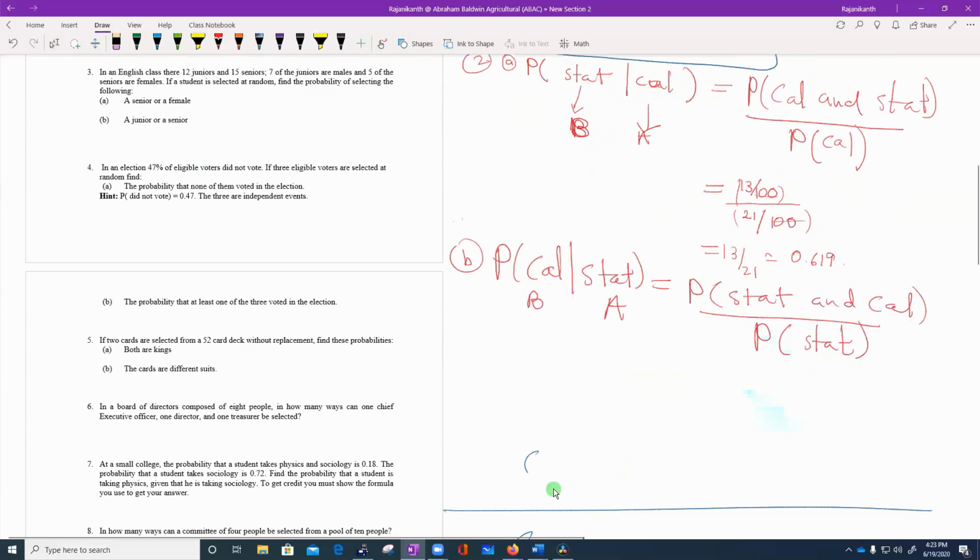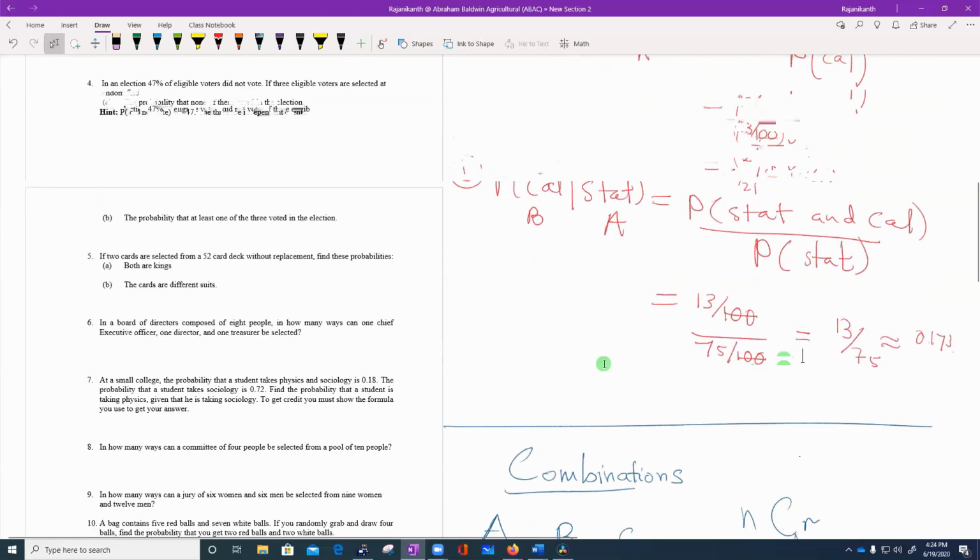Okay. Now again find one by one. The numerator is the probability of stat and cal, like earlier, 13, no change, over 100. But now this guy is going to change. The probability of statistics, how many students are taking statistics? 75 over 100. That's it. Now simplify this fraction, 100 will go away. So you will get 13 over 75. So these two are not hard, and let's see the third one.